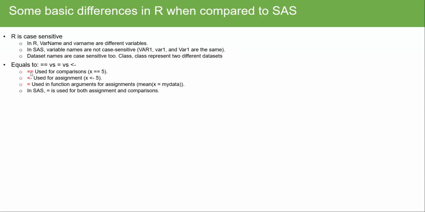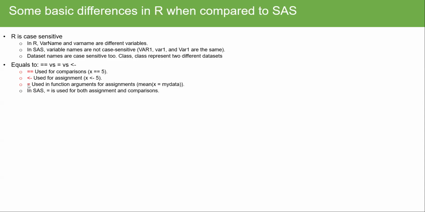In R, we use double equals to sign in comparison. If you want to check if the variable named x has a value of y, you will have to use double equals to sign. And if you want to assign a value of y to a variable named x, you will have to use this assignment operator, which has this less than sign followed by a hyphen.